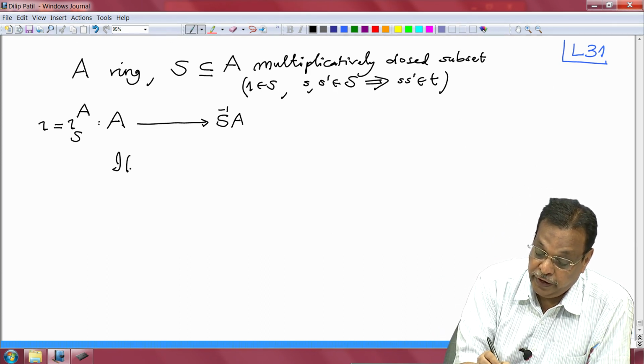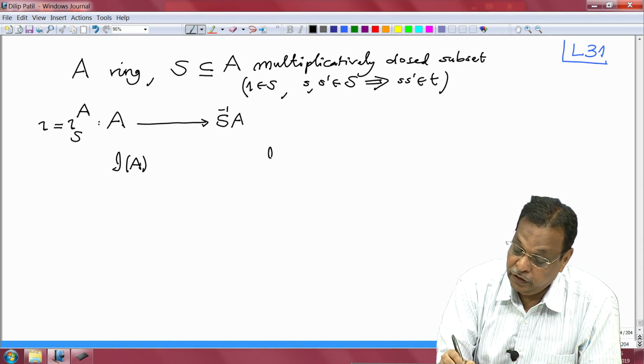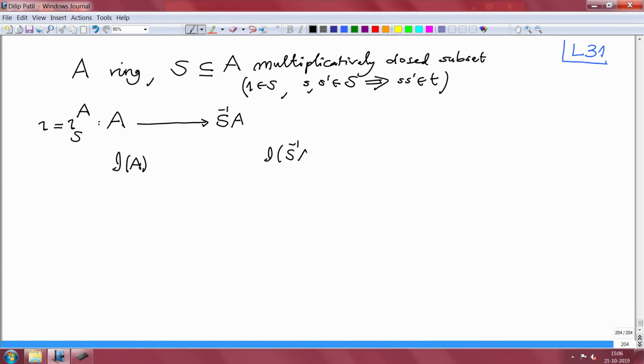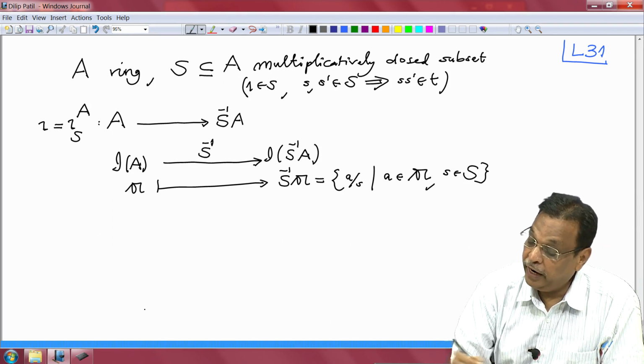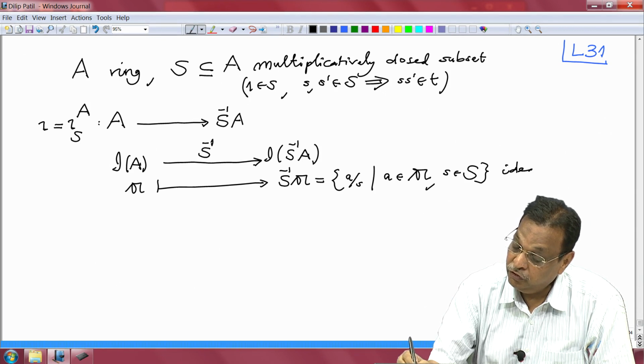Then we were comparing the set of ideals of A and ideals of S inverse A, and we defined a map here. That map, let us call it S inverse only. For each ideal 𝔞, we have defined this S inverse 𝔞. By definition, it is all those fractions a by s such that a varies in the ideal 𝔞 and s varies in the subset S. And we have checked that this is indeed an ideal in S inverse A.